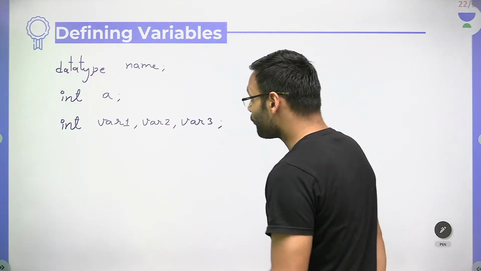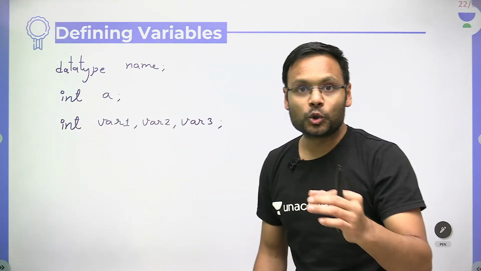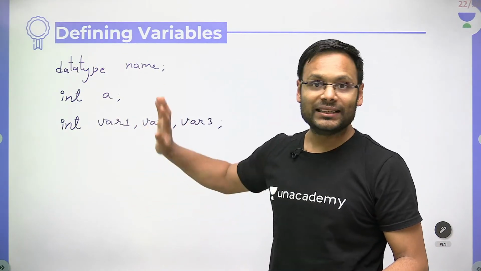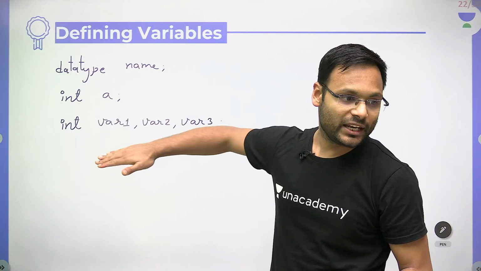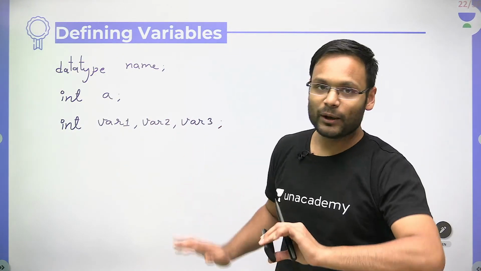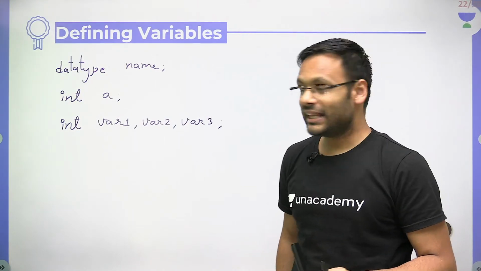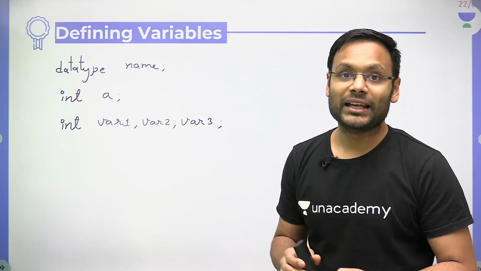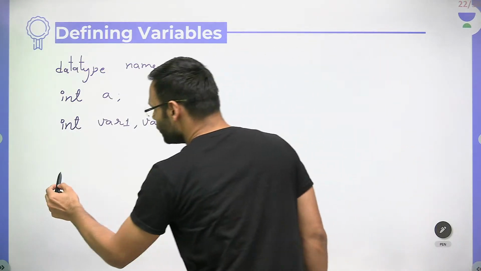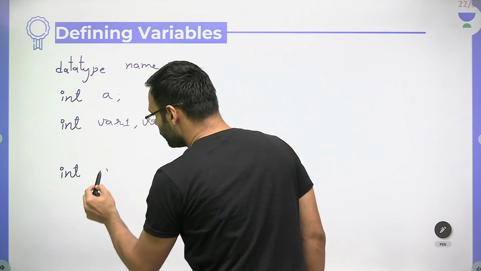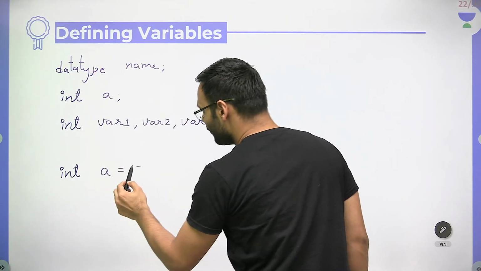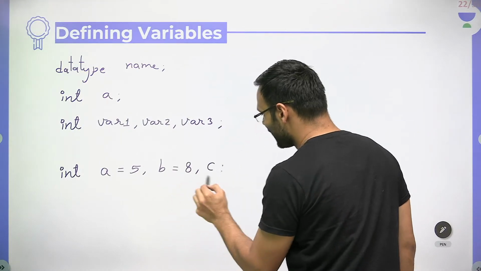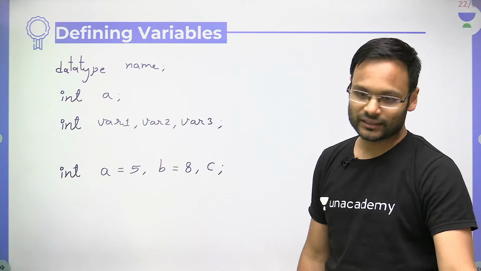Now, if I have these variables created but there is no value assigned, these variables will not have any value at all. So they will have some garbage values, some random values. If I want to assign some initial values to these variables, I can do it this way. Let's say I want to initialize variable a with value 5, comma, variable b with value 8, but I don't want to assign any initial value to c. I will keep it as it is.